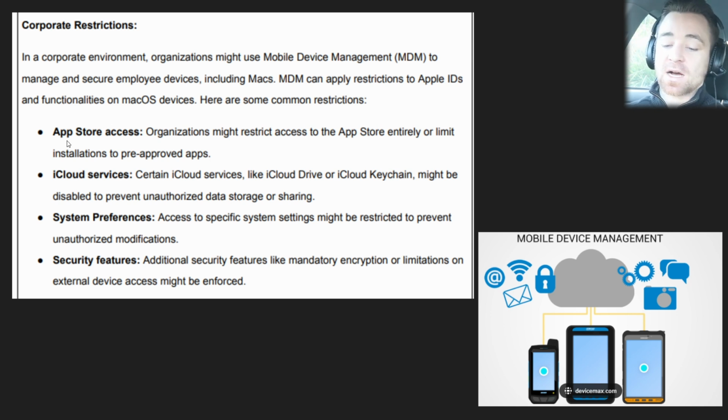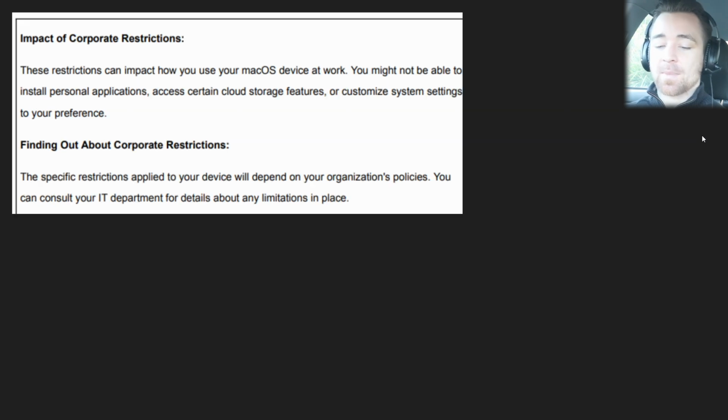Some common restrictions are App Store access. You might restrict access to the App Store or limit the installations to pre-approved apps, otherwise known as whitelisting. You're saying you can only have these apps. iCloud services, maybe your iCloud services such as iCloud Drive or iCloud Keychain might be disabled. Also, system preferences, you might not have access to some settings and other security features, right? So just be aware, MDM can basically apply to Mac in these ways. So hopefully that made sense to you.